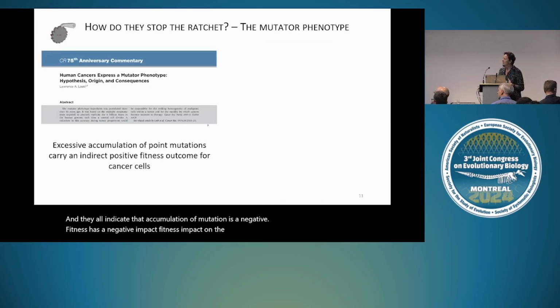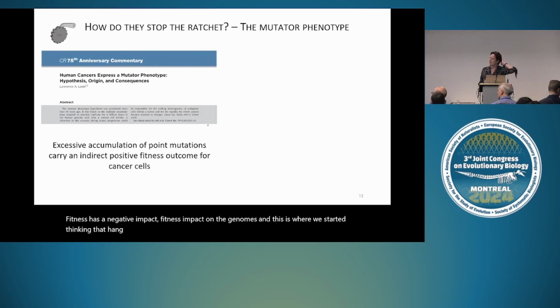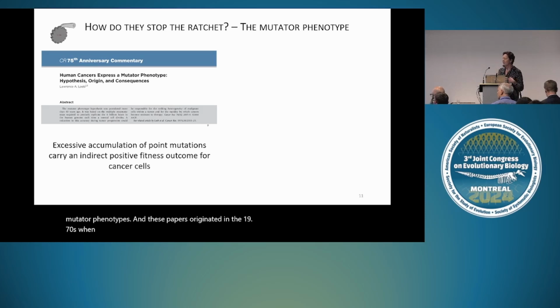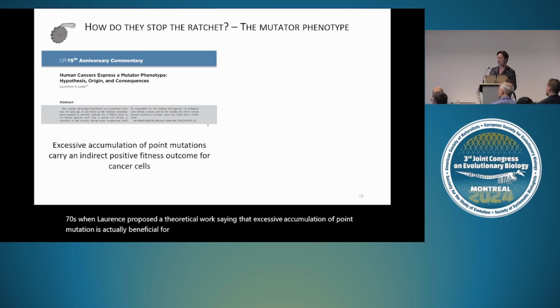And this is where we started thinking that, hang on, there is some literature on human cancers and also on other asexual organisms where the accumulation of mutations actually has a positive fitness effect. There are so-called mutator phenotypes which have a higher fitness than the classical non-mutator phenotypes. These papers originated in the 1970s when Laurence Loeb proposed a theoretical work saying that excessive accumulation of point mutations is actually beneficial for asexual organisms, including cancer cells, and has a positive fitness effect.